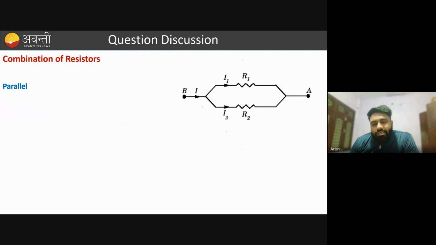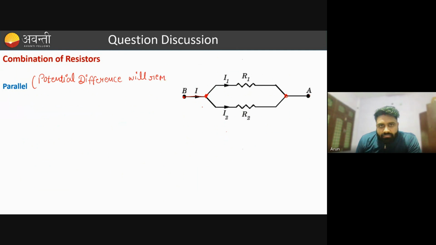Because if you want to measure the potential difference across R1, you will take this end and this end. And if you want to measure across R2, definitely you are going to take this end and this end. So this is nothing but end B and end A. So the potential difference across R1 and R2 in parallel combination will remain the same. So we can say that potential difference will remain the same. Current will be different.